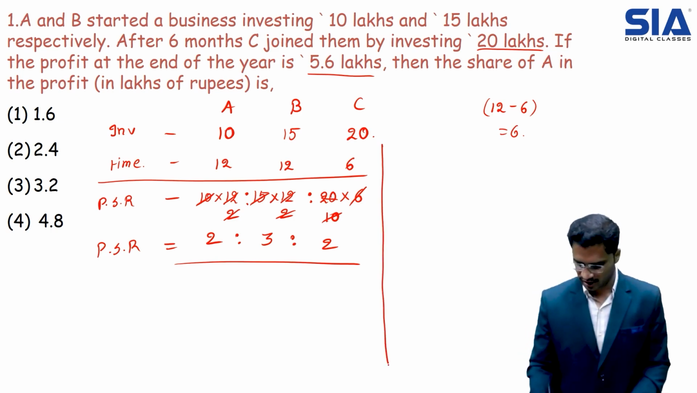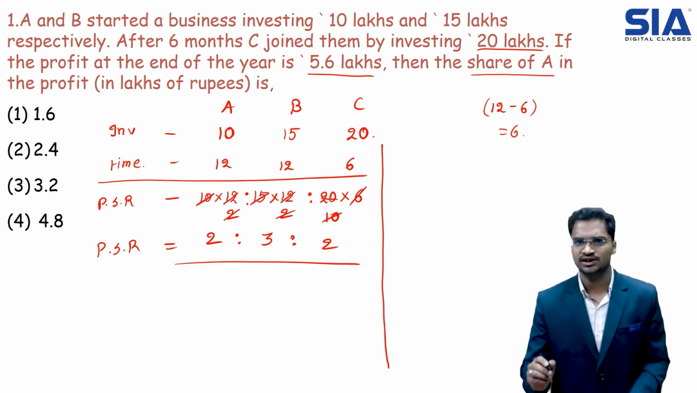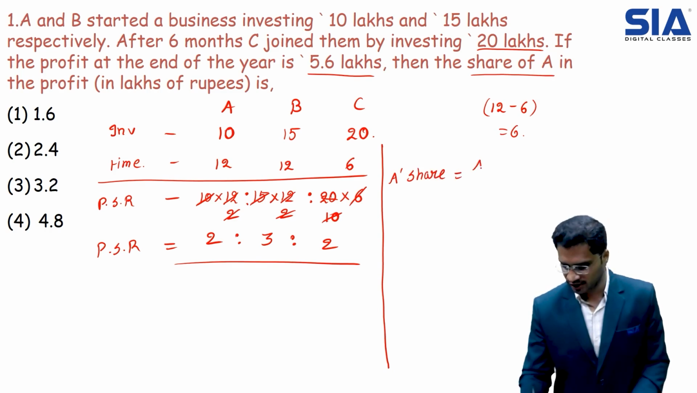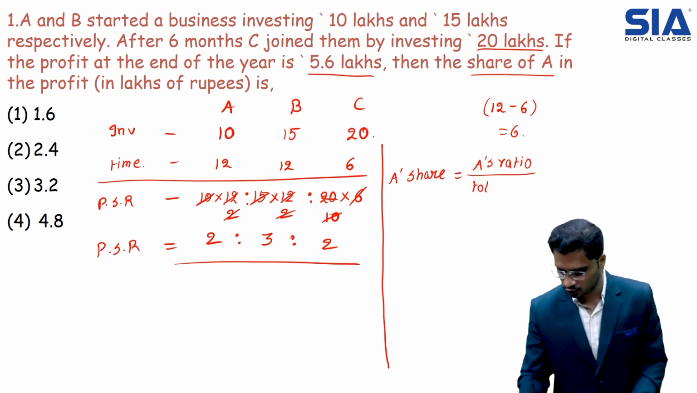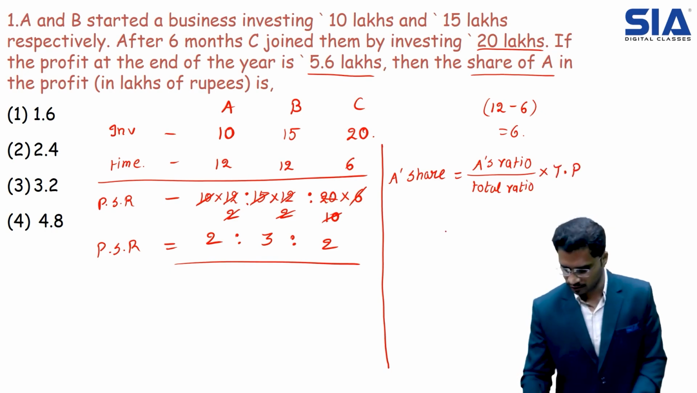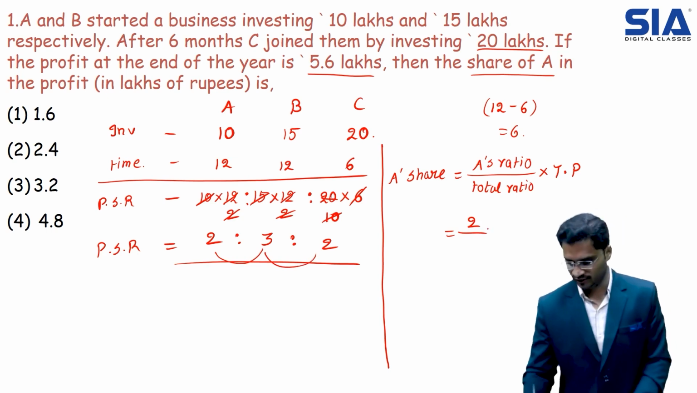Now in our question, what did he ask? He asked for the share of A. We should find the share of A. So A's share is equal to A's ratio, how many parts A is getting, divided by total ratio, into total profit. The ratio of A is 2, divided by the total ratio, which is 2 plus 3 is 5, 5 plus 2 is 7. So 2 by 7.